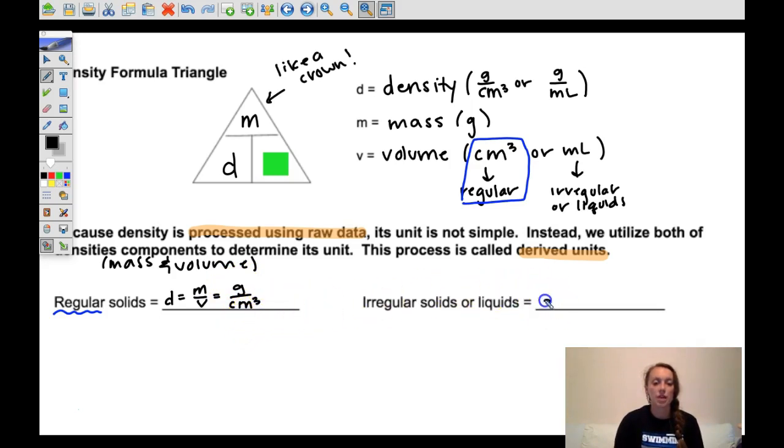For an irregular object, remember that density is still mass over volume, and we're still going to be using grams for mass. But now I have an irregular solid or a liquid, so now I'm going to be using milliliters. So it'll be grams over milliliters. So whenever you solve for the density of an irregular object or a liquid, this should be the unit at the end.